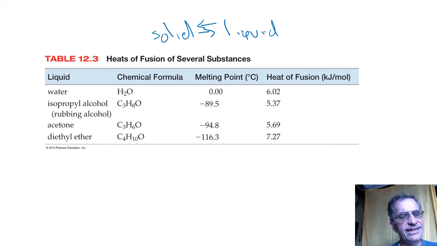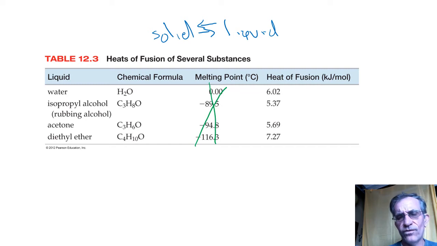All right, they list several things here: water, alcohol, acetone, and so on. They do tell you the melting points. That's not going to be anything we're going to worry about right now. The column you need to focus on is the last one, heat of fusion. That is the energy it takes to melt something.